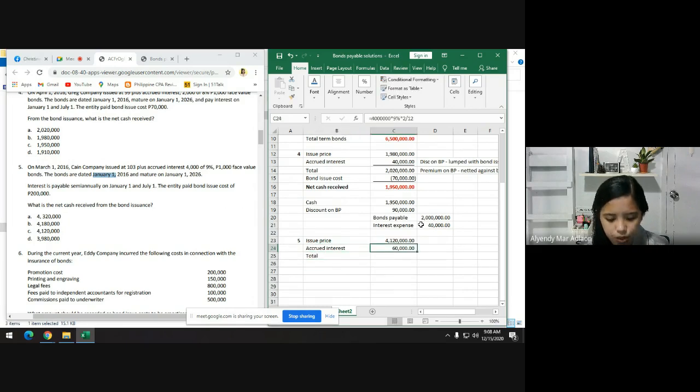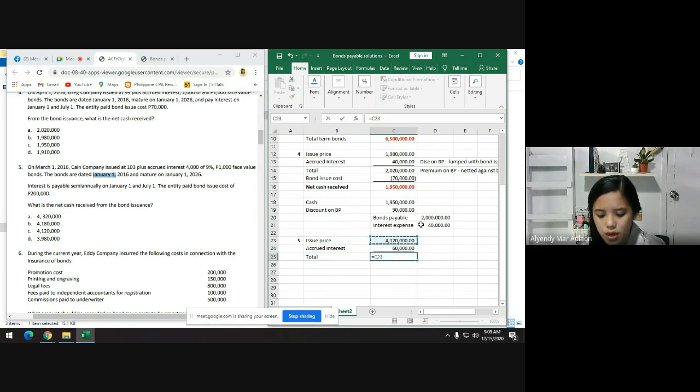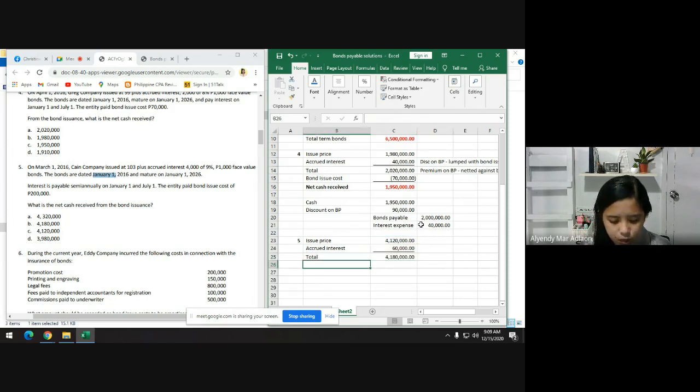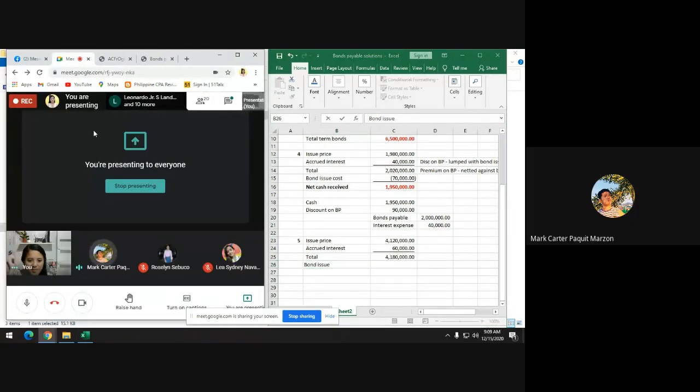So how much is the total cash received from the bondholder? That is 4,120 plus 60, that is 4,180. Now, since we yes. Gusto to pagkuha ang issue price, ma'am?